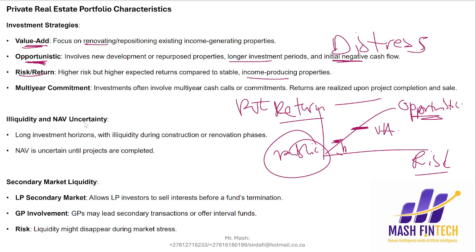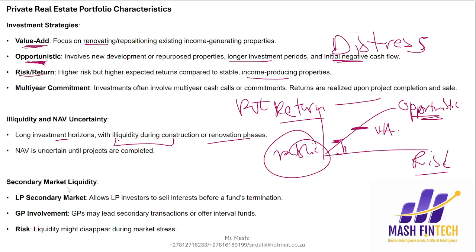Illiquidity and net asset value uncertainty. The longer the time horizons, the more illiquid it is, and during construction, there's no money. The money is held in the construction, the paying of the construction workers, the buying of the land, the buying of whatever is used in the construction or the renovation phases. The net asset value is uncertain until the projects are completed.